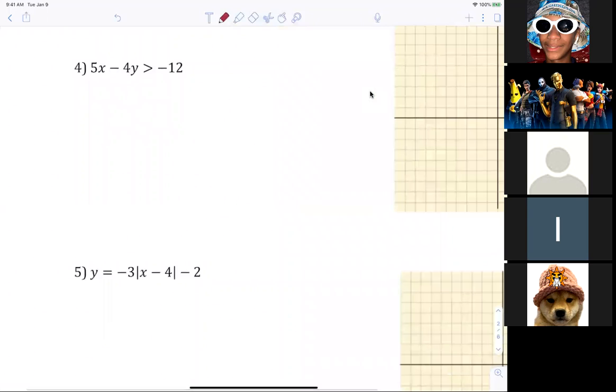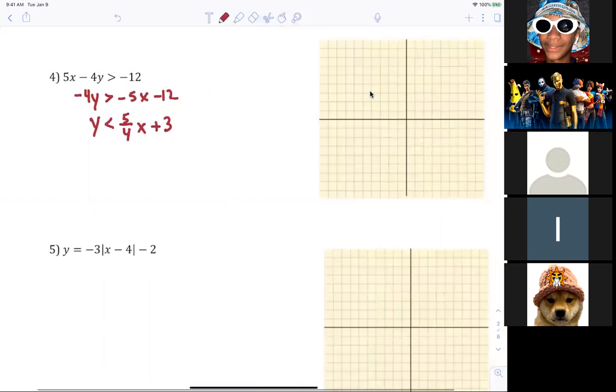So again, subtracting 5x. Now don't forget, when we divide by -4, you change the inequality sign. So y less than 5/4 x plus 3. All right, so now plot a couple points. First thing is you go up 3. The next thing is we got to go up 5: 1, 2, 3, 4, 5. To the right 4: 1, 2, 3, 4.